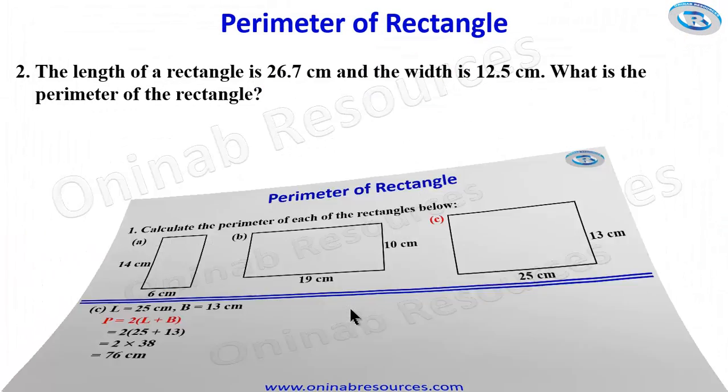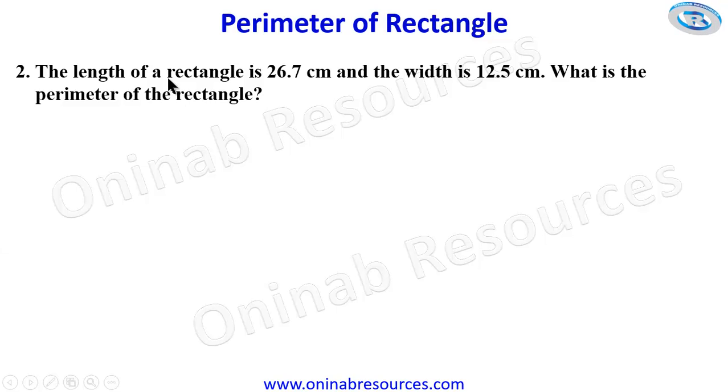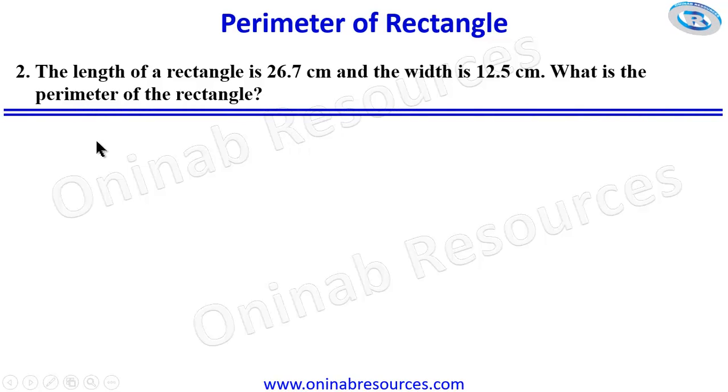We then go to problem 2. For problem 2, the length of a rectangle is 26.7 centimeters and the width is 12.5 centimeters. What is the perimeter of the rectangle? So we are given the length to be 26.7 and the breadth to be 12.5 centimeters. So the perimeter still remains the sum of the length and the breadth multiplied by 2, so that we'll now have it as 2 times (26.7 plus 12.5). So we carry out this sum here.